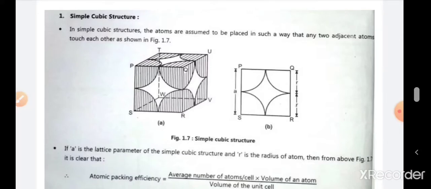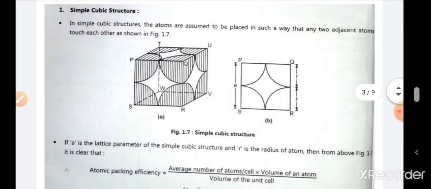If a is the lattice parameter, a is the complete height of that cubic structure and R is the radius of the atom. If you check very well, there are two diagrams. The first diagram shows a 3D form and the second diagram shows a 2D form. Where R is written, that is the radius of that spherical atom, and a is the height of that cubic structure.